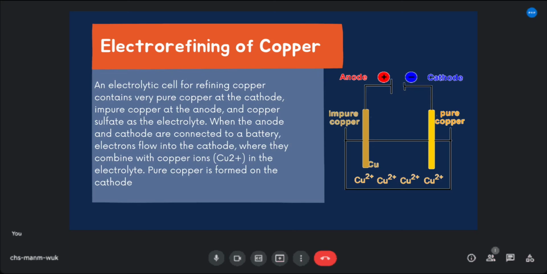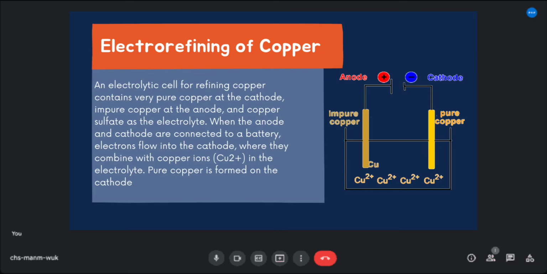An electrolytic cell for refining copper contains very pure copper at the cathode, impure copper at the anode, and copper sulfate as the electrolyte. When the anode and cathode are connected to the battery, electrons flow into the cathode, where they combine with copper ions in the electrolyte. Pure copper metal is formed on the cathode.